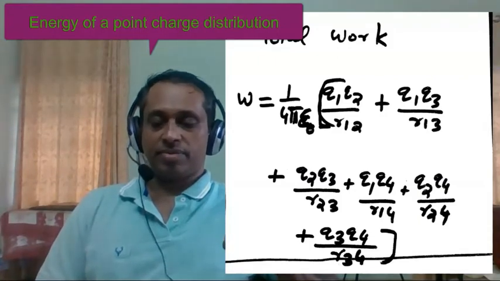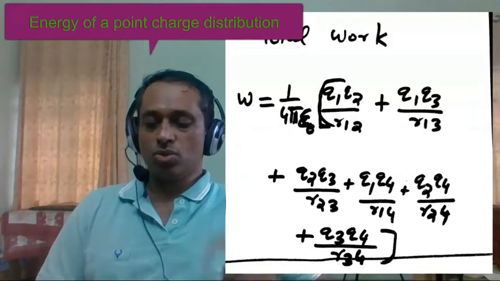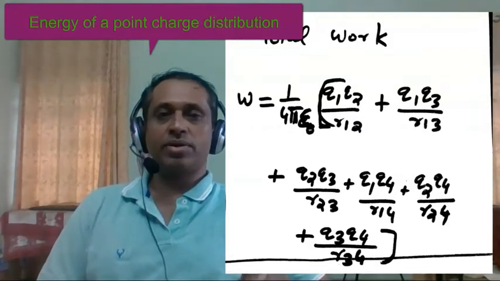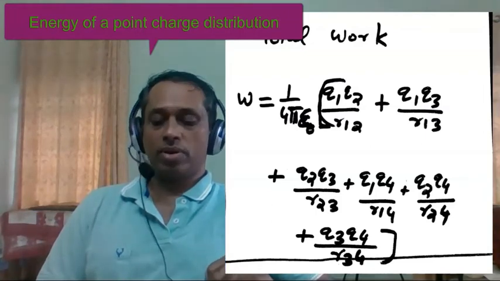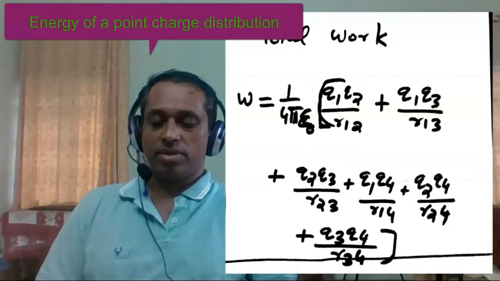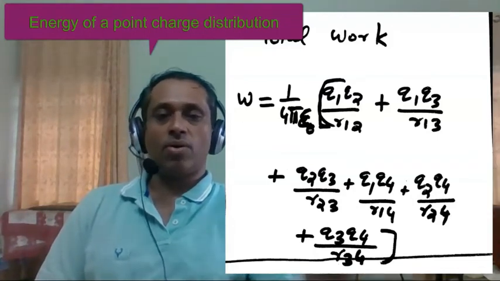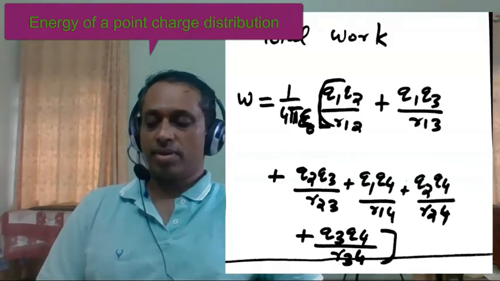The first W2, then Q1, Q3 by R13, plus Q2, Q3 by R23, plus Q1, Q4 by R14, Q2, Q4 by R24, Q3, Q4 by R34. Okay, so we add all this and we get the total work done.